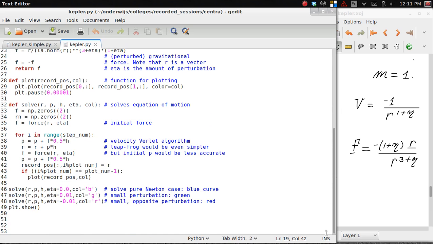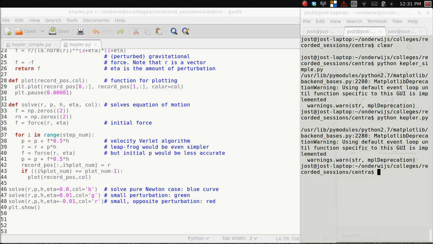I will take the eta first 0, so then we get the previous case where we have a pure Kepler orbit, and that's drawn in blue. Then we will see the orbit for eta equal to 0.01, and then I will take eta minus 0.01, and the last two will be respectively a green and a red curve. Okay, so let's see what we get when we start the program.